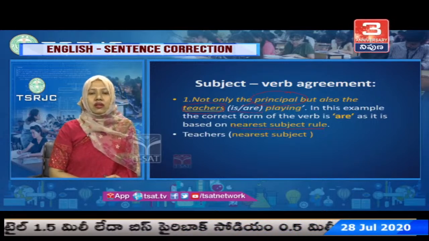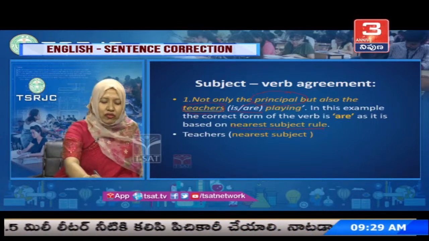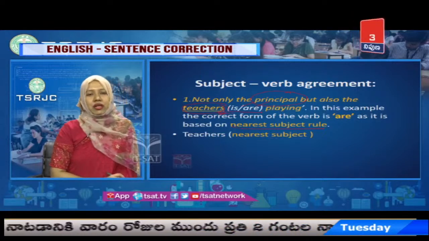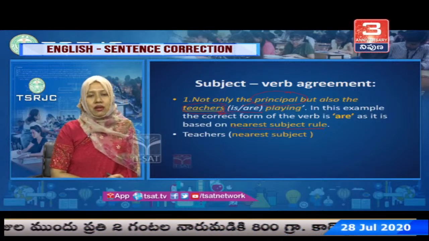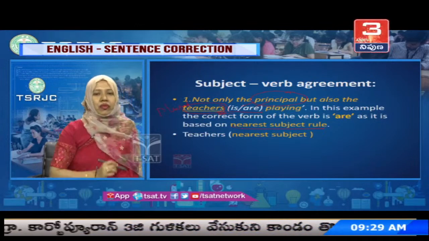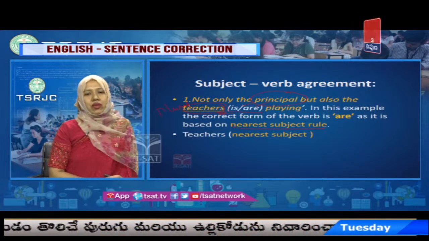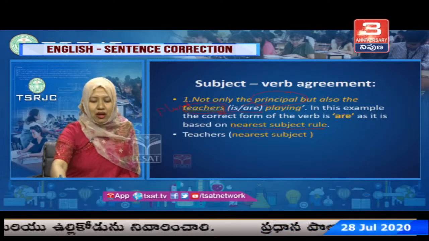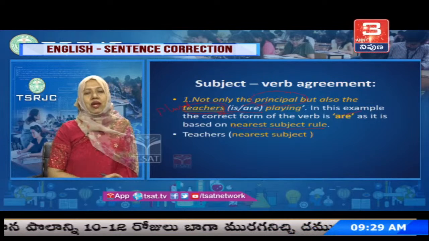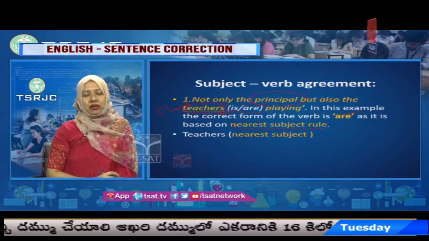You have to fill the blank with the verb, helping verb. So, how will you fill? You should see just before the blank which subject is used. What is the subject here? Teachers. Teachers is in which form? Plural form. So, we should use plural verb. The correct verb is are. Not only the principal but also the teachers are playing. We should not use is. This is one example.